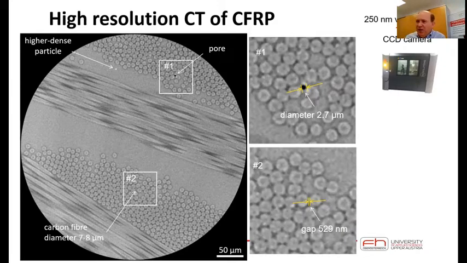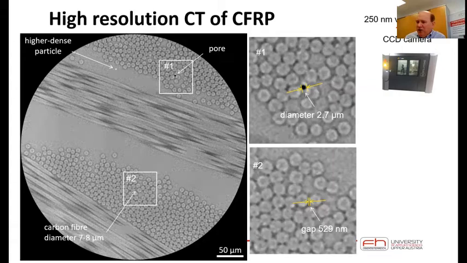And you see here the carbon fibers quite nicely. The carbon fibers are not really round. There are some pores intermediate here. There's a pore with a diameter of 2.7 microns. And here we have a gap of 529 nanometers. So when you look at the left side, here we have the carbon fibers perpendicular to the surface of the screen. And here we have it parallel to the screen.